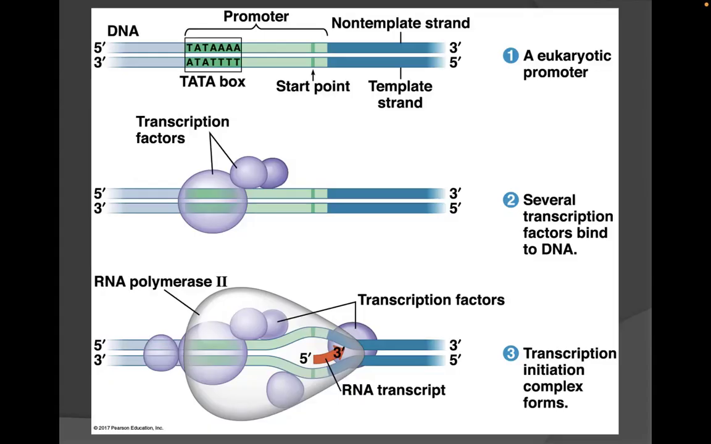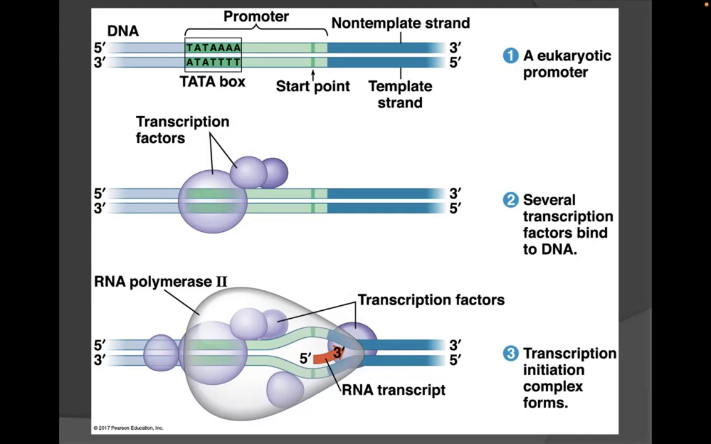This diagram here gives an overview of this process. Note that we have a promoter region which lays upstream or slightly before our genes of interest, which are going to be transcribed. Note that in the top of this diagram we have the TATA box denoted in the promoter region. Also note that the sequence TATA, T-A-T-A-A-A-A, can be found in the non-template or coding strand.